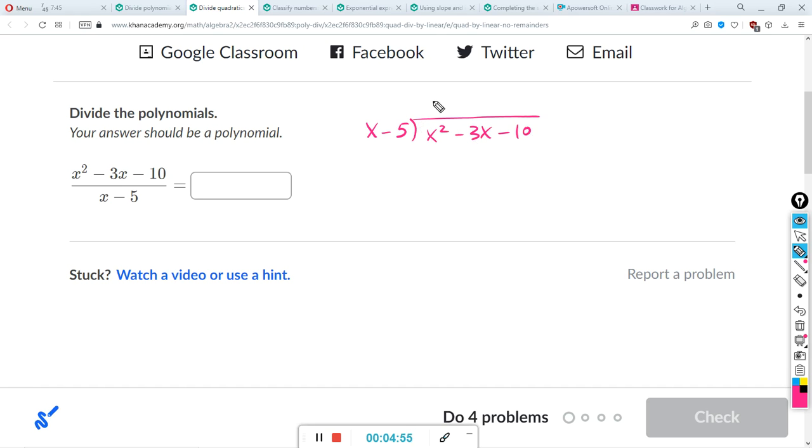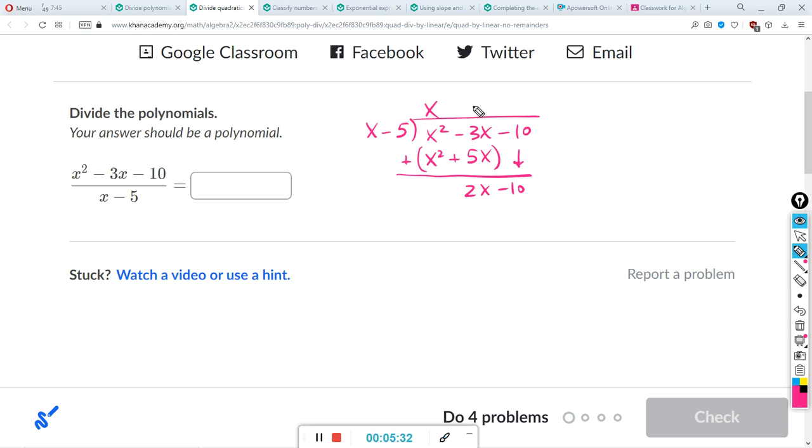So what times x will give us x squared? Well, that's just x. And then you multiply. x times x is x squared, and x times negative 5 is negative 5x. Subtract this whole thing. x squared minus x squared is 0. Negative 3x minus negative 5x. The two negatives make it positive, so negative 3 plus 5, it's just 2x. And you bring down the negative 10.